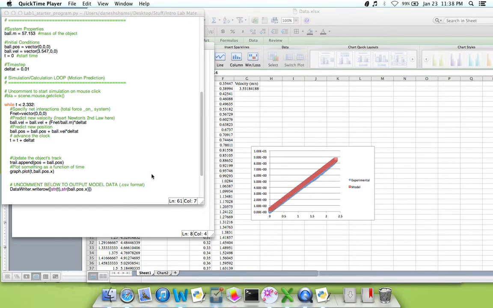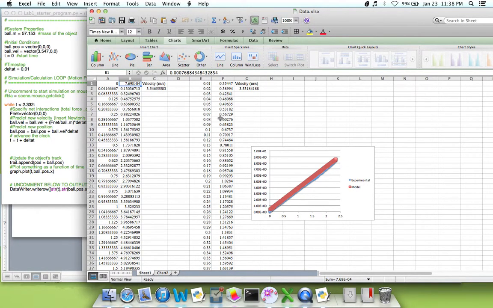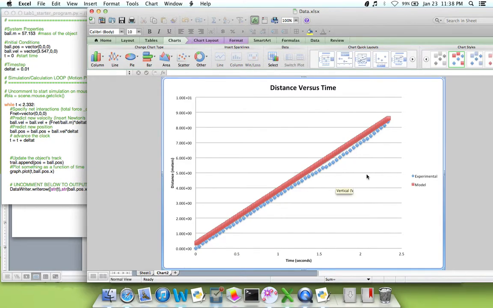Now, I took the data that was exported from running the computational model and put it in the same Excel spreadsheet as the experimental model. And I made a scatter plot of the experimental model's data represented in the blue dots and the computational model represented in the red dots. So you can see in our distance-time graph that they are extremely similar, so the computational model did a very good job of simulating what happened in real life.